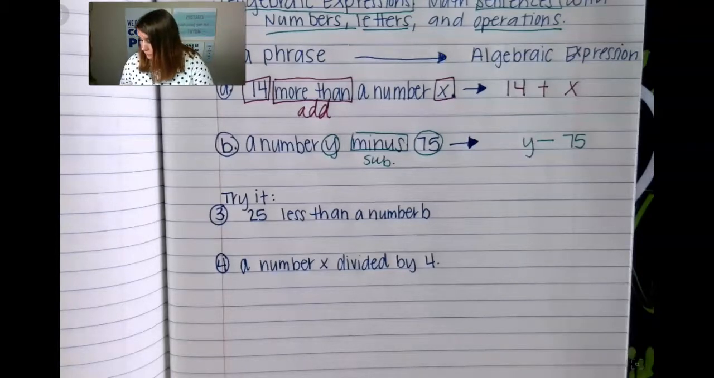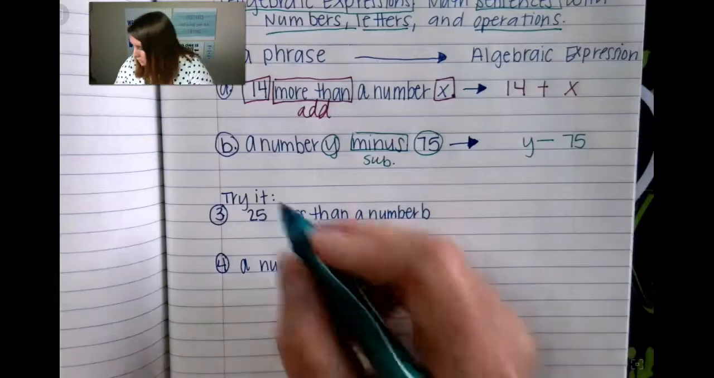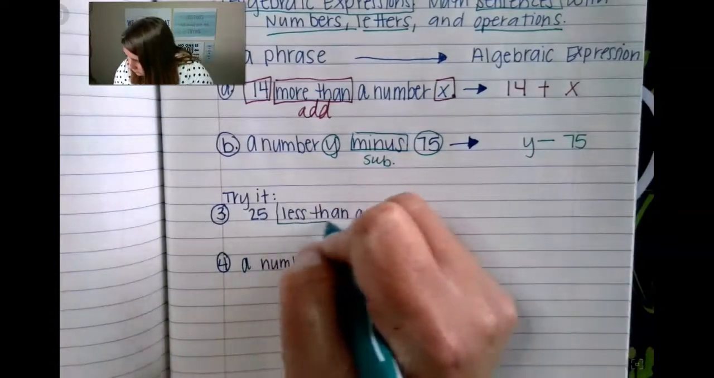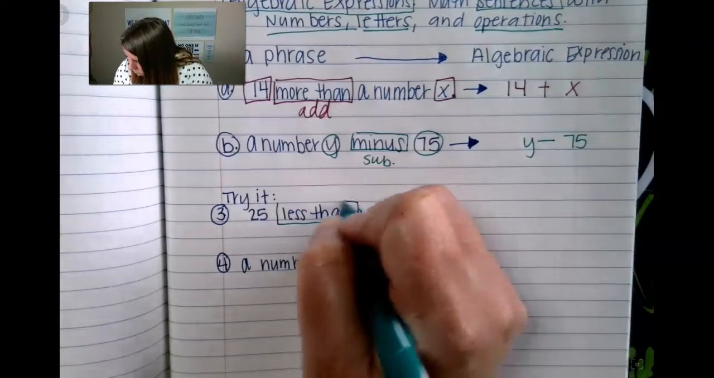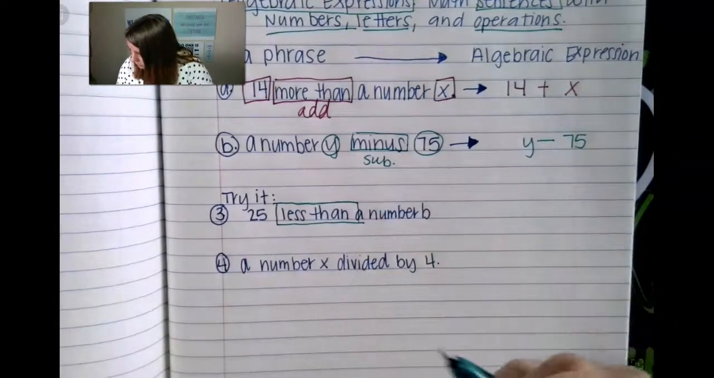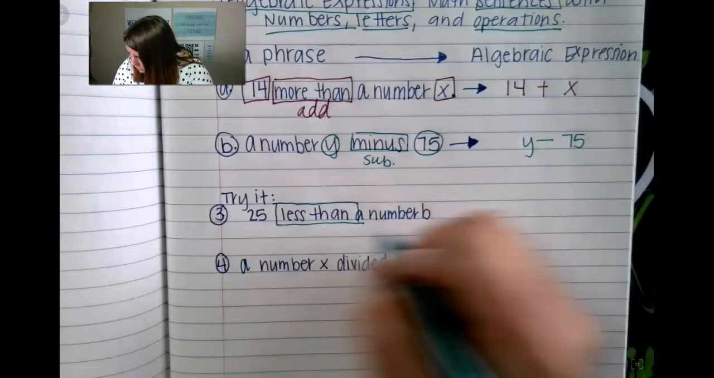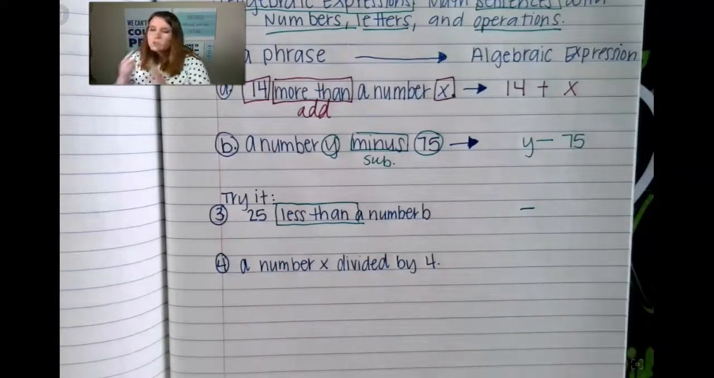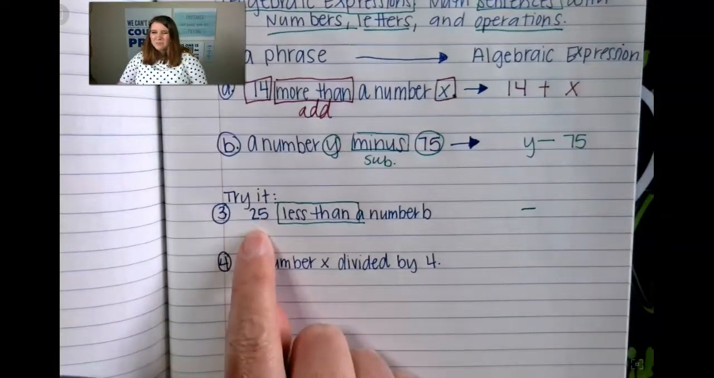All right. 25 less than a number B. Less than sounds like subtraction. So I think I have to subtract. So I'm going to pull a subtraction sign over here. Okay, 25 less than it though. Well, why would it be over here if it was less than it?